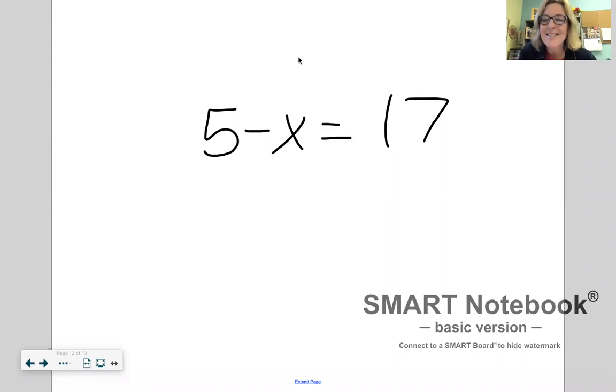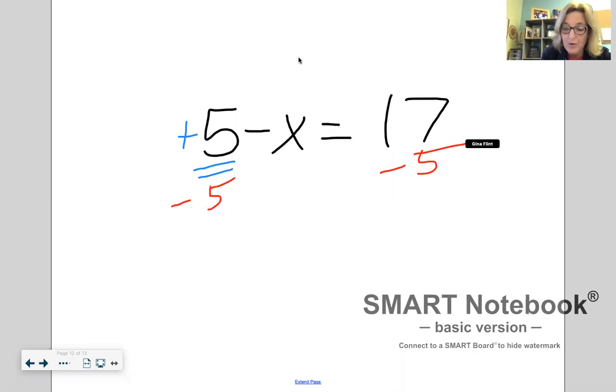Okay, one last example I want to show you. And this is a multiple step equation. 5 minus x is equal to 17. So this 5 is a +5, right? So you could think of that as a sum or an addition part of the equation that needs to be undone with subtraction. So we could subtract 5 from both sides of this equation.